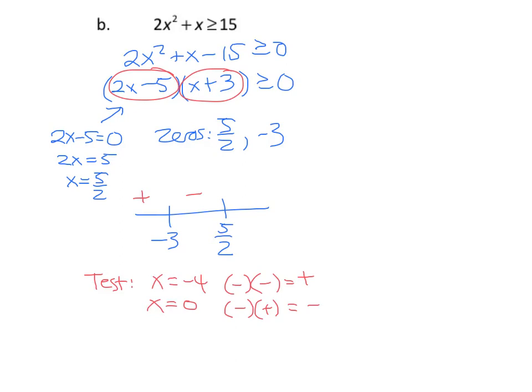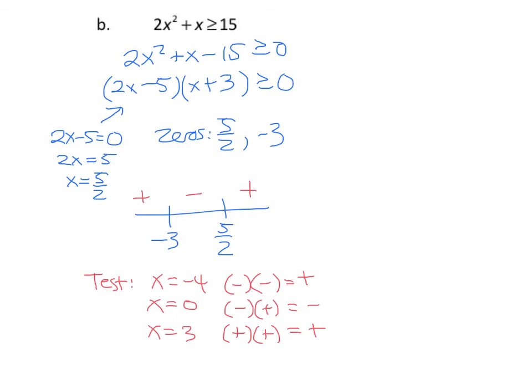And then I would test something greater than 5 over 2, like 3. And when I plug in 3 to 2x minus 5, I get a positive, and when I plug in 3 to x plus 3, I get a positive, and a positive times a positive is always positive, so it's positive in this region. And now I'm ready to write my answer in interval notation.